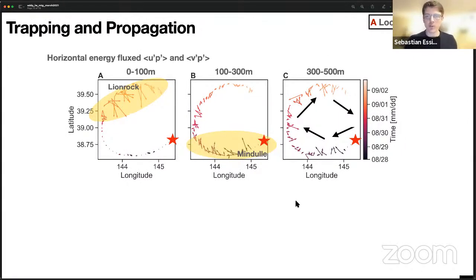Anyway, both of these wave trains, the one generated by Lion Rock and the other one by Mindulle, were sub-inertial. I'm going to gloss over some stuff now.